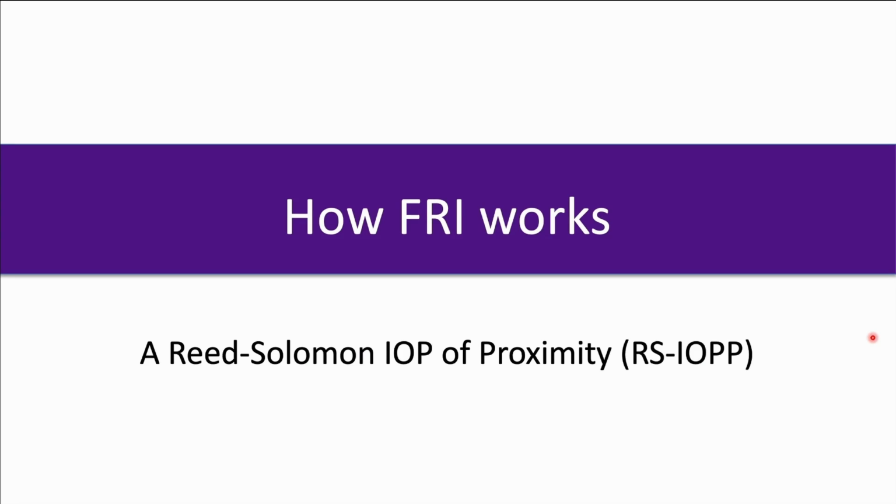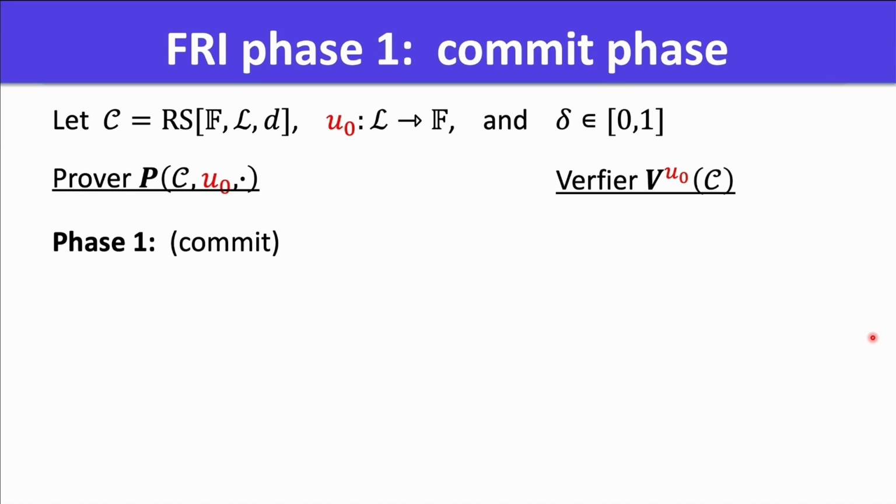Okay, so given this quick review of what we saw in part 1, now we can actually dive into how FRI actually works. Remember, FRI is this IOP of proximity for Reed-Solomon codes, and so let's see how it works. The protocol itself was actually quite simple. So again, we have a code C with domain L and degree d. We're given some function u0 from L to F.